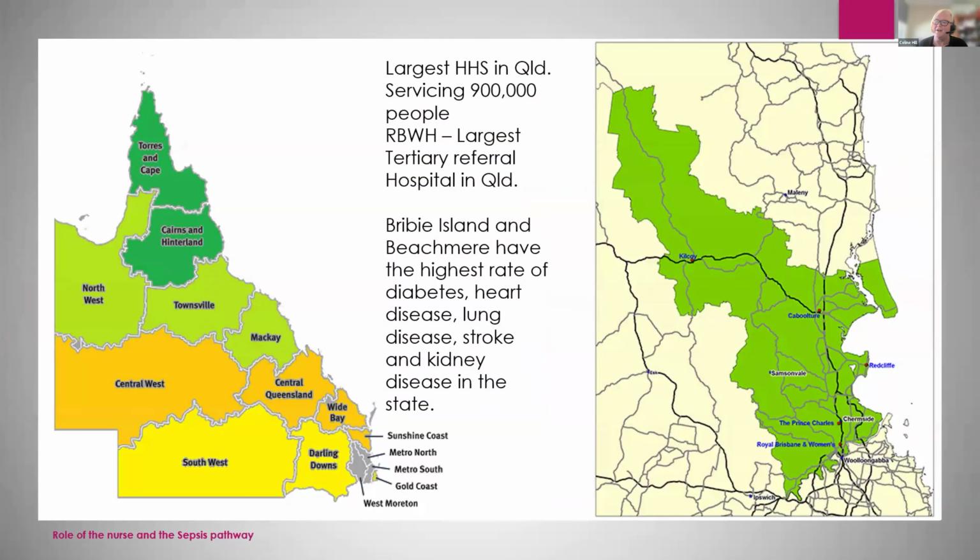Just a little bit about the state. It's an extremely large state. The population is not the same as Victoria, but we certainly are extremely spread out. The little grey area down the bottom is southeast Queensland, in which most of the population live. And Metro North is a very large hospital and health service. Ironically, Bribie Island, which is part of the Caboolture region, has the highest rate of comorbidities in the state.